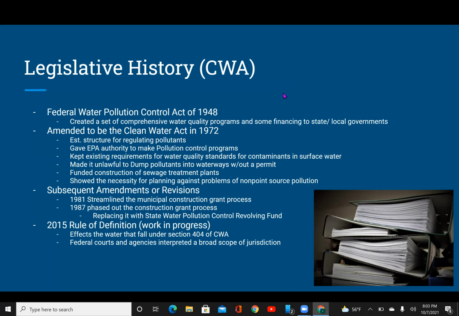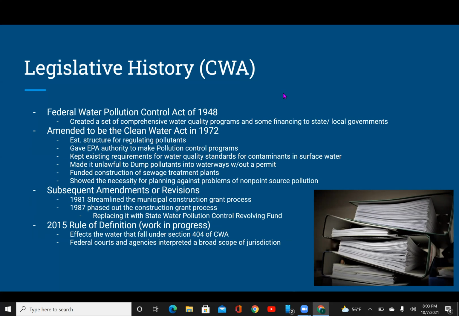It also made it unlawful to dump pollutants in any waterways without a permit. It funded construction of sewage treatment plants, which is very important. And it made planning necessary, to get ahead of the problem before the pollution happened.